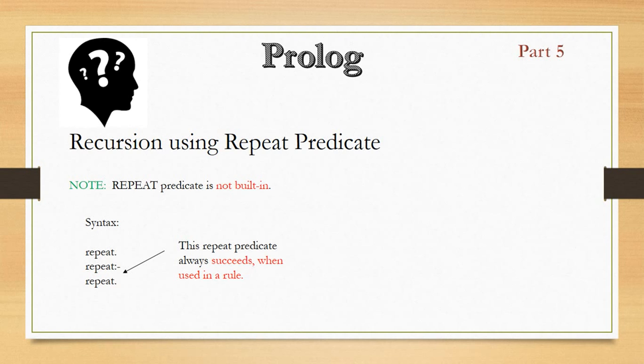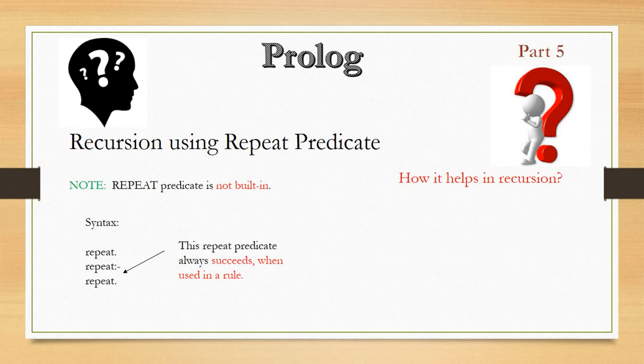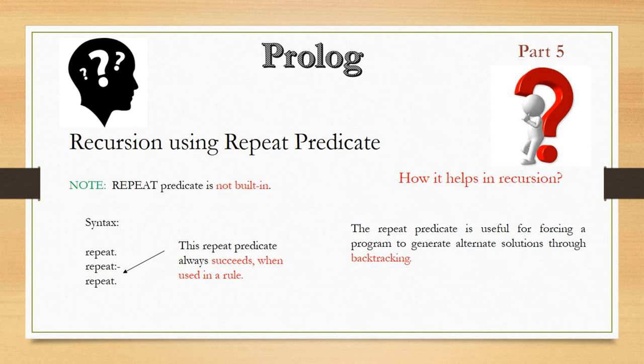Now we will use this in recursion. But you may have questions about how it helps in recursion. It is always true, so what is the usage of it? Let me tell you that the repeat predicate is useful for forcing a program to generate alternate solutions through backtracking.